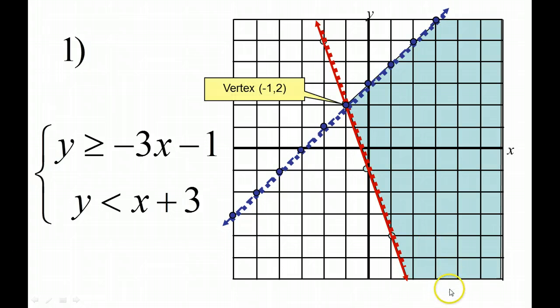Oh, by the way, this had one vertex. The vertex is right here at the corner where these two meet, and it should have been right at negative 1, 2. So make a note of that. Mark that on your graph, that the vertex is negative 1, 2. That's going to be important later in the week.